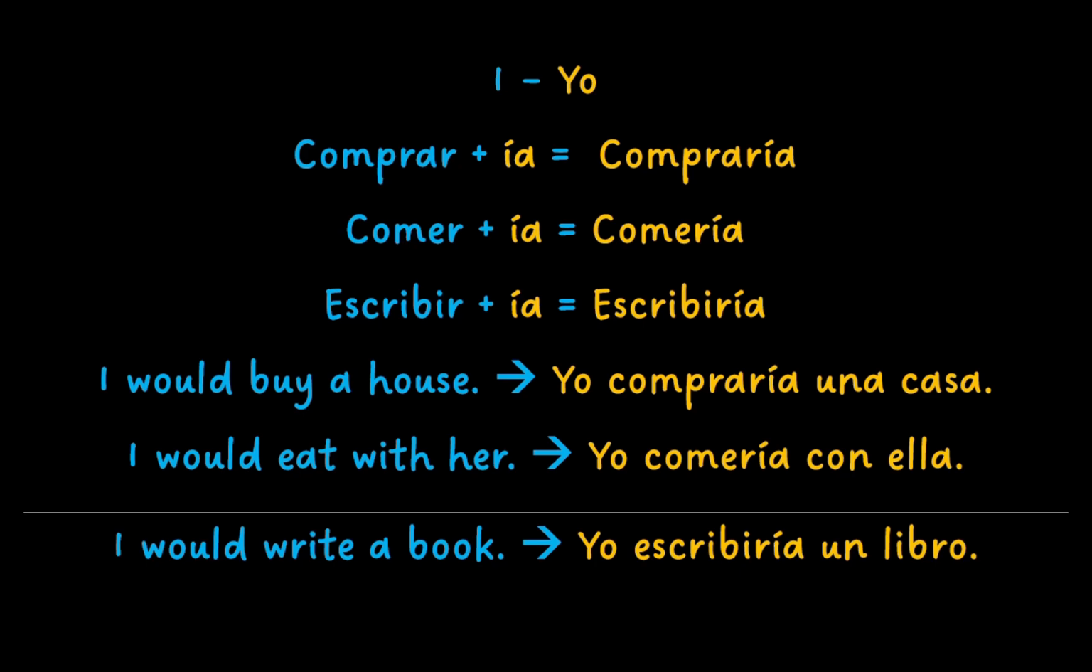Because this is conjugated the same way as the he, she, and you form, I'll include pronouns in these sentences just to emphasize who would be doing the action. I would buy a house is yo compraría una casa. I would eat with her is yo comería con ella. And I would write a book is yo escribiría un libro.